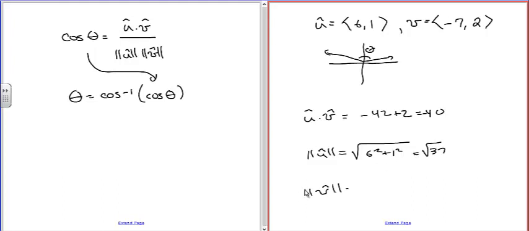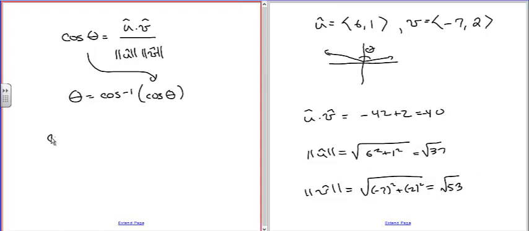The magnitude of v is equal to the square root of negative 7 quantity squared. So don't take negative 7 squared. It's negative 7 the whole thing squared, because you'd end up with a negative square root, which you can't do. Okay, here we have 49 plus 4. So that's the square root of 53.